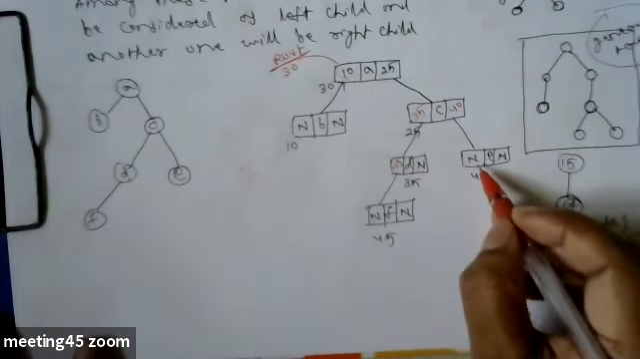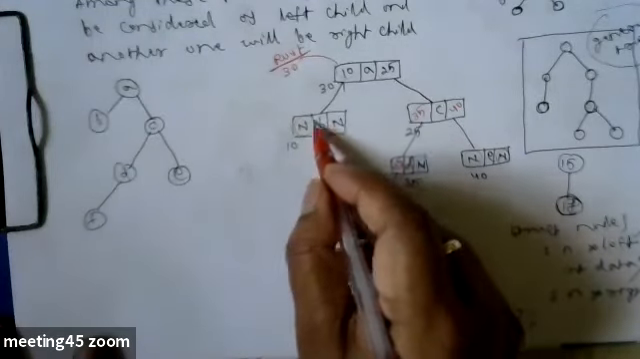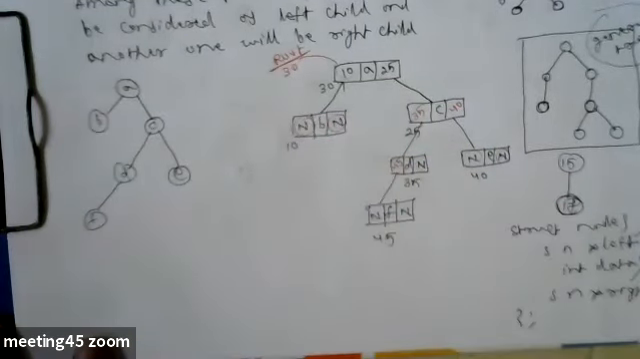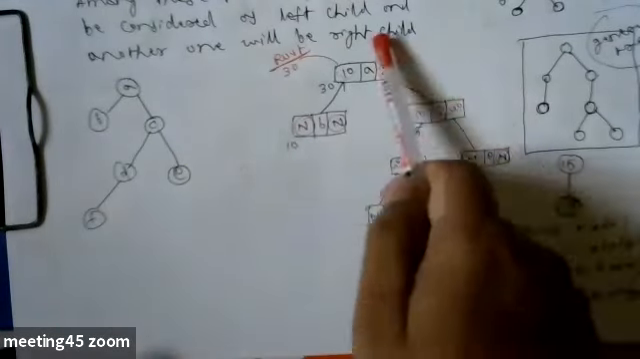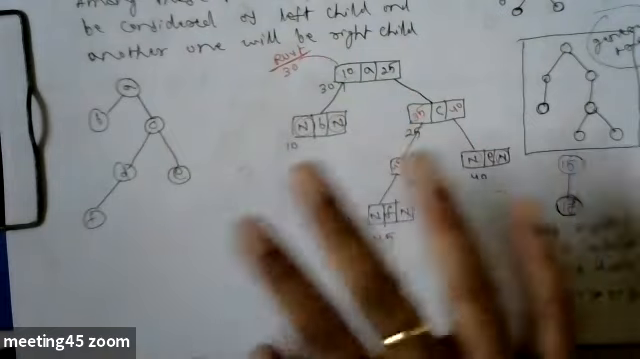This has no left and right child. That's why this is null. This is null. This has no left and right child. That's why this is null. So in this basis, this tree is represented with a linked list. We'll write down the whole program.